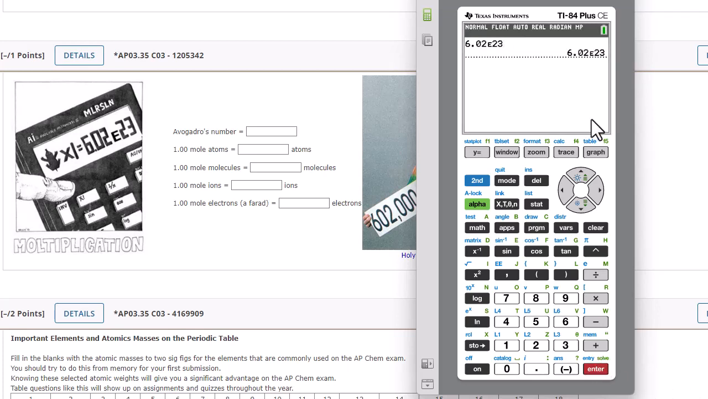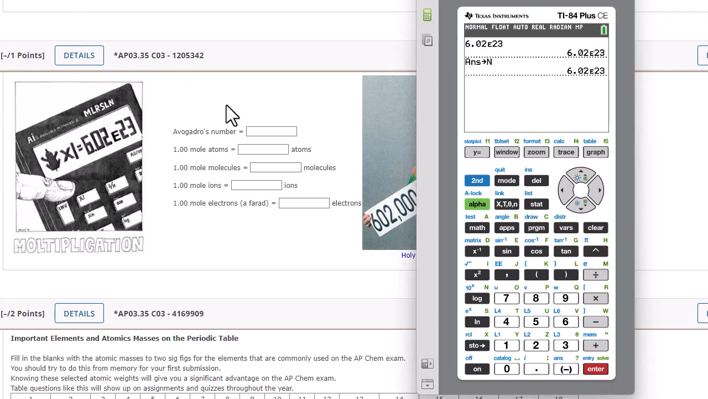In terms of saving it for something, well, you can store that value in a letter. You could do alpha n for Avogadro's number, or you could have just used x here if you didn't want to use a second function letter. And from now on, Avogadro's number is in that calculator until you change n.